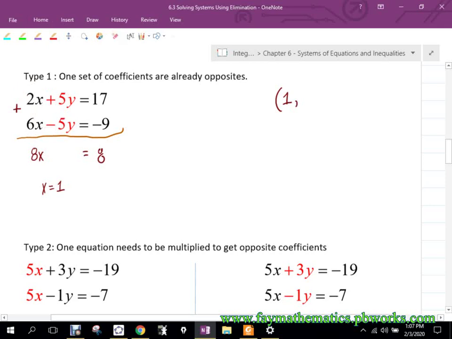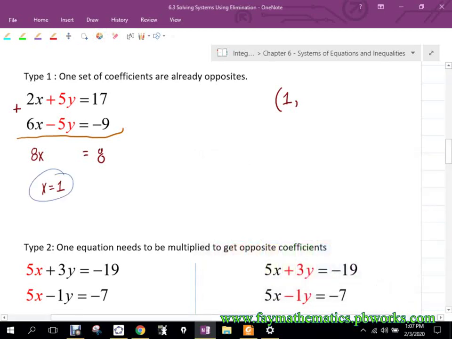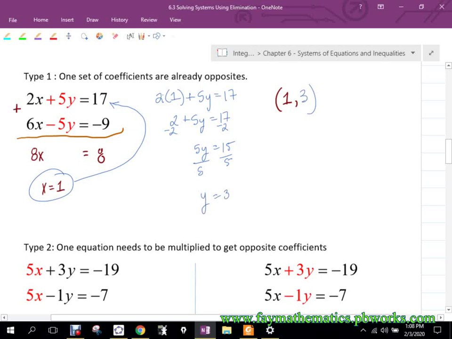Now I'm going to plug that back into one of my equations to solve for y. Top one's fine. So let's take this number and substitute it in the top one, so I get 2 times 1 plus 5 times y equals 17. Is that an equation with one variable now? So 2 times 1 is 2. Plus 5y equals 17. Now what? You subtract 2 from 17. So it gives me 5y equals 15. Now what? Divide by 5. Y is 3. So there's my ordered pair, (1, 3).